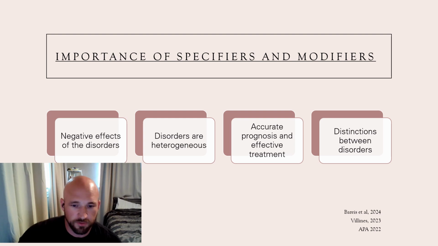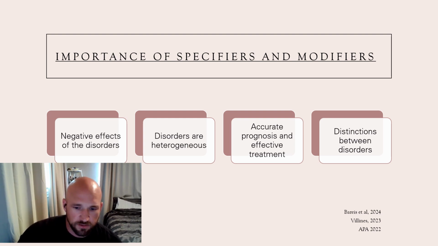So why is it important that we have specifiers and modifiers listed with these diagnoses? For starters, I think it's important to understand the negative effects of these disorders. For instance, people with schizophrenia are much less likely to be married, much less likely to have completed college or hold down a job. They're more likely to live in poverty, to be homeless, or to attempt suicide. People with schizophrenia have a life expectancy 14 years less than people without the disorder. So it's important to understand that there are really severe consequences that come along with these disorders.